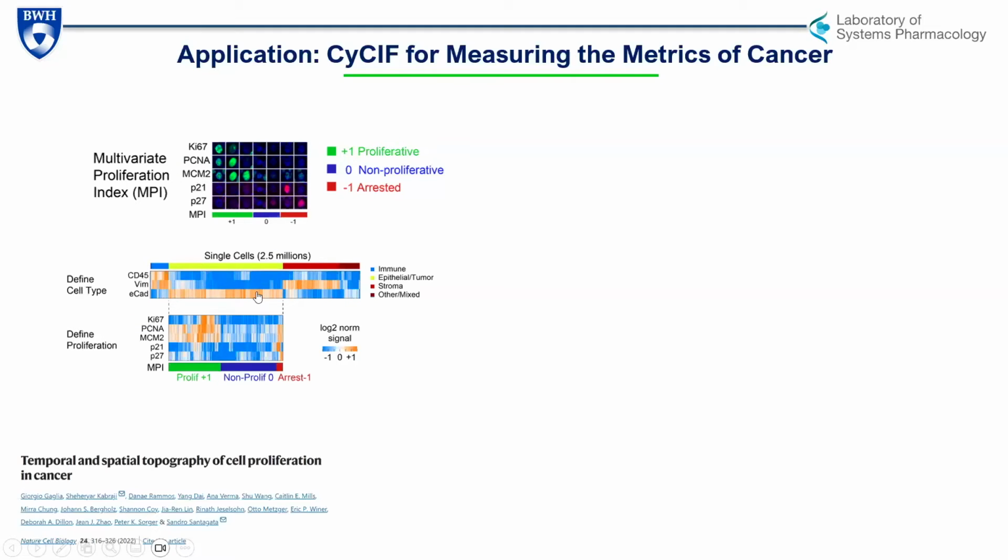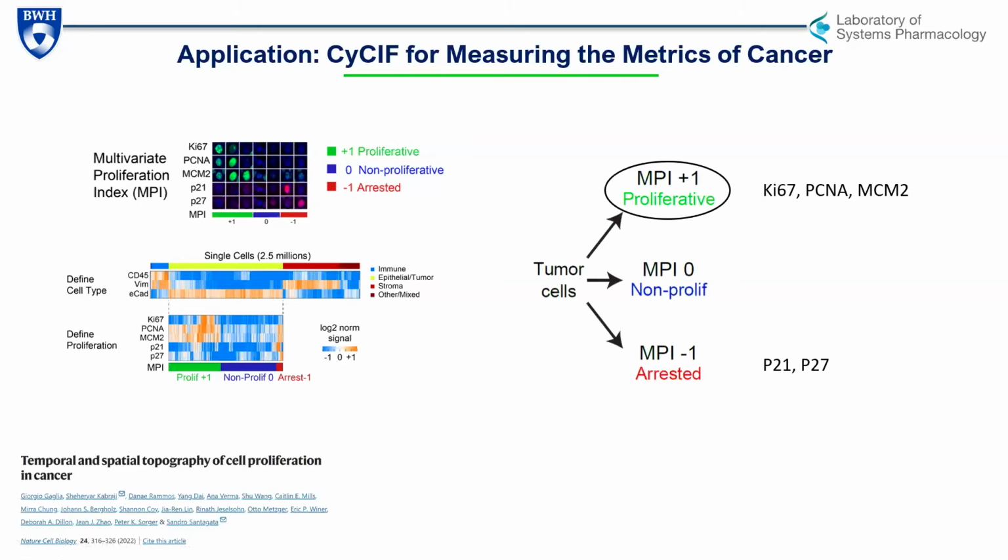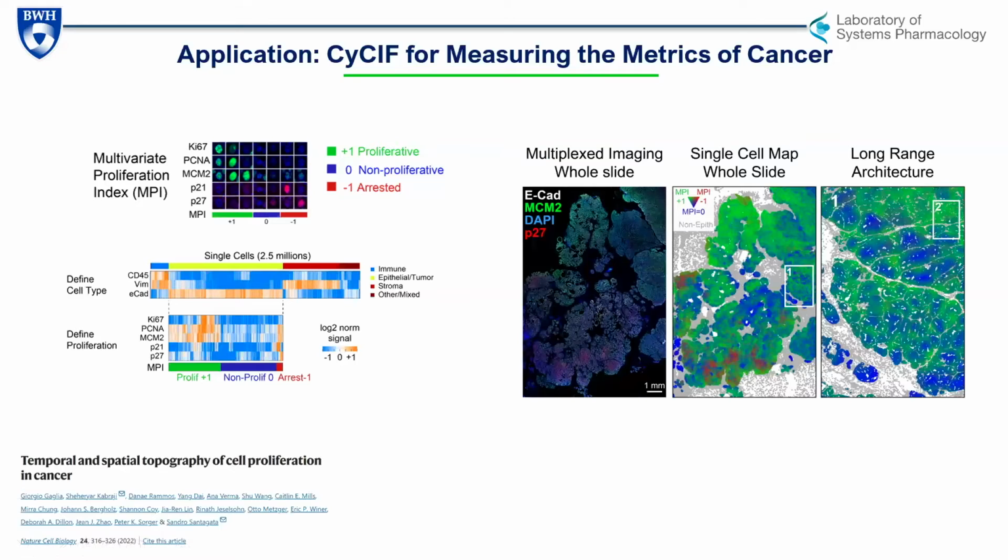Moreover, we can use lineage markers to identify whether a cell is a tumor cell or an immune cell, and then focus our analysis exclusively on the tumor cell populations, separating them into arrested, non-proliferative, or proliferative cells. And then we can spatially map these back onto the tissue.